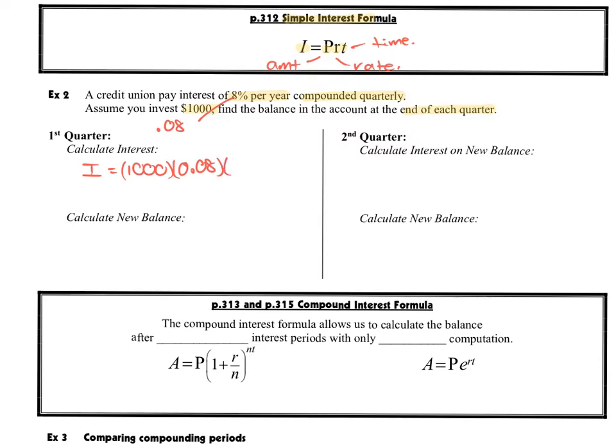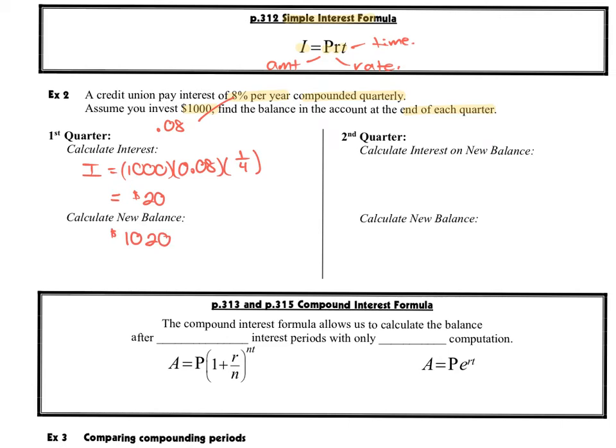And then when we go to enter our time, we don't want to enter 4 as in 4 times a year. So if it's compounded quarterly and we were calculating it after a single quarter, what we're really doing is we're looking at 1/4 of a year. So now, if we type that into our calculator, what we're going to get is that the interest amount for that period is $20. So at the end of that quarter, the amount in the account, the new balance, is $1,020.